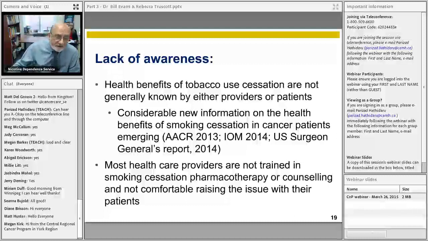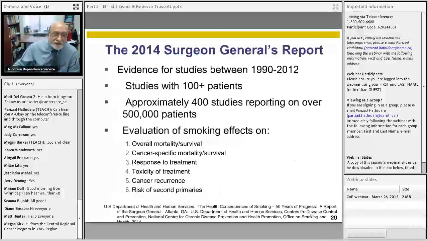An additional issue we have to overcome in implementing a program in a cancer center is that most healthcare providers are not trained in smoking cessation, in the use of pharmacotherapy or how to counsel patients. And cancer centers are very busy places where, if they don't know what they're doing, they're not going to raise the issue with their patients and get embroiled in a discussion that they can't easily finish.